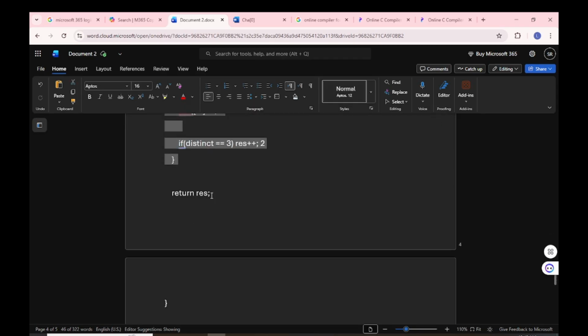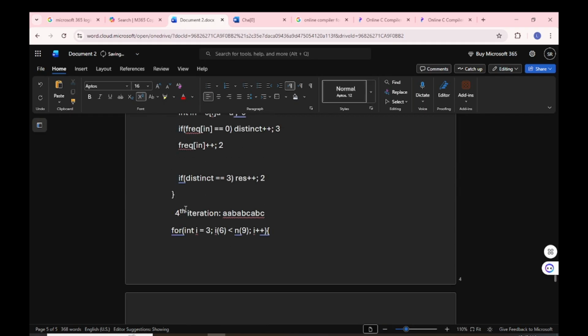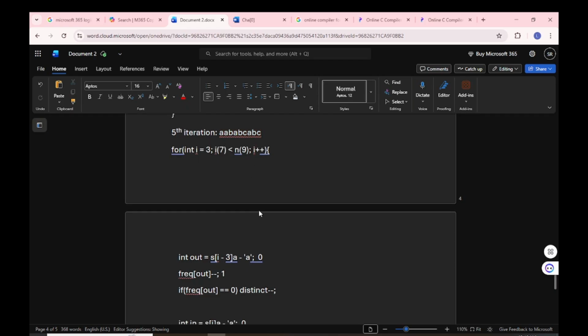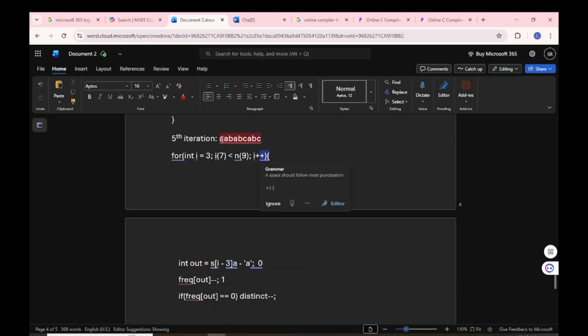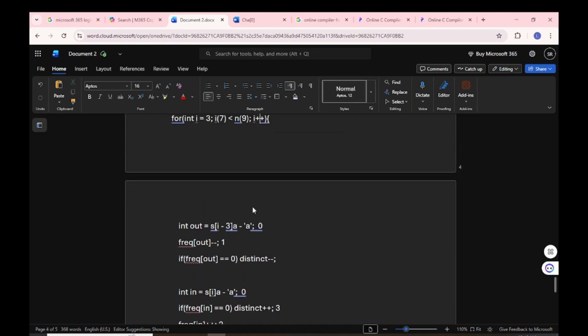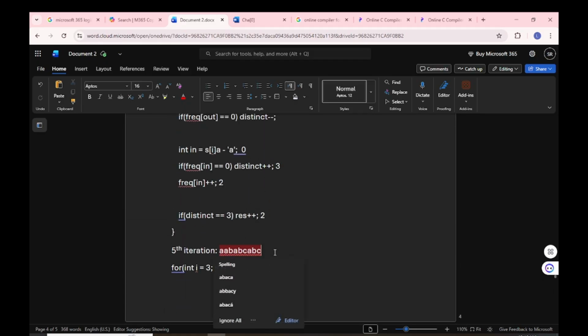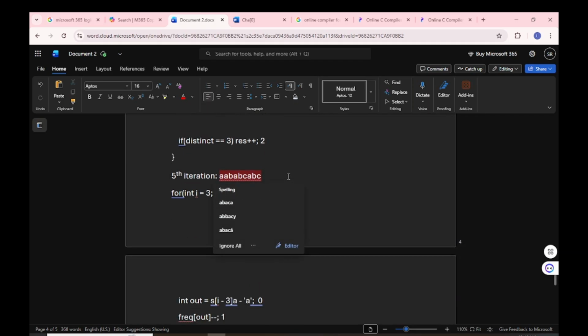Now fifth iteration. Seven is less than 9, okay. So 0, 1, 2, 3, 4, 5, 6, 7. b again. So b minus a. 7 minus 3, right? So 4. 0, 1, 2, 3, 4. b would be reduced. So this is how it will work, guys, and I hope you understand. The rest of the iterations will give us the result, okay. Every time we will get a good substring, right? So I hope you understood, guys.